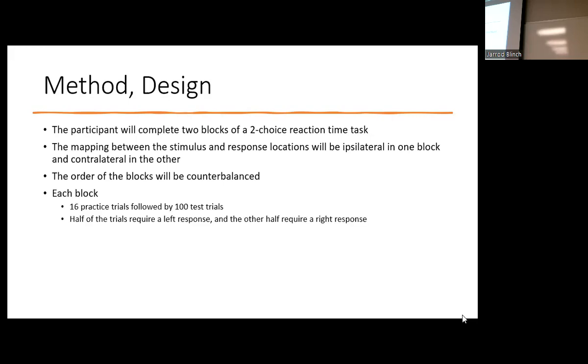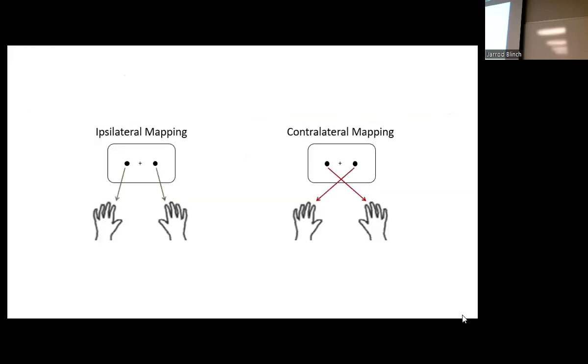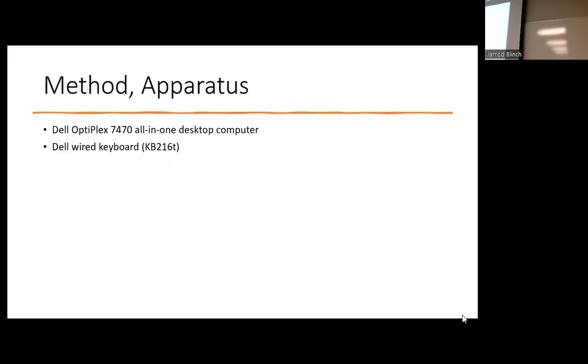Each block, there's going to be actually 16 practice trials followed by 100 test trials. So the blocks are a little bit longer here than what we did with Hyman, but the good news is there's only 2 blocks. There's actually fewer trials overall. And I did do the randomization so that half the trials will be a left response and half the right response. So mappings, same kind of equipment as before.